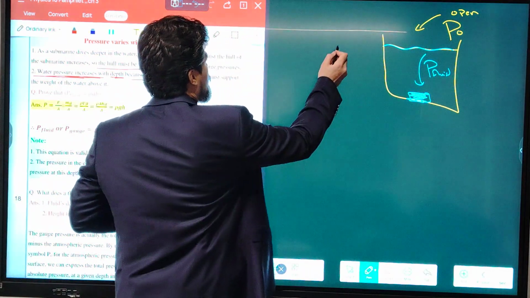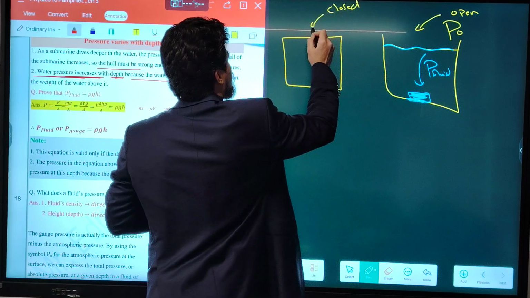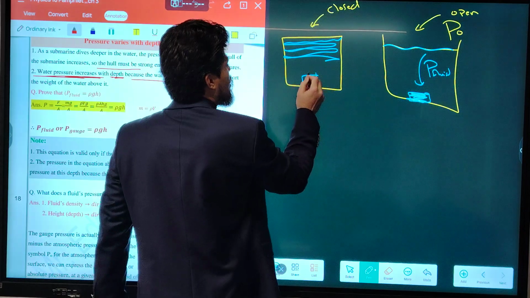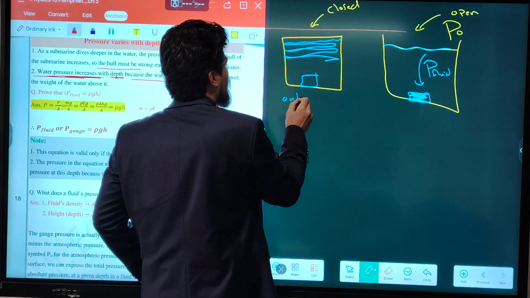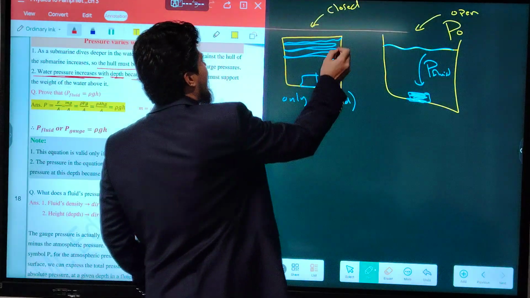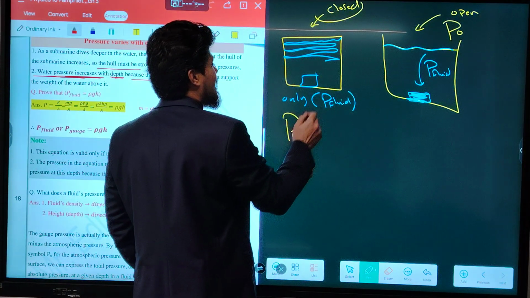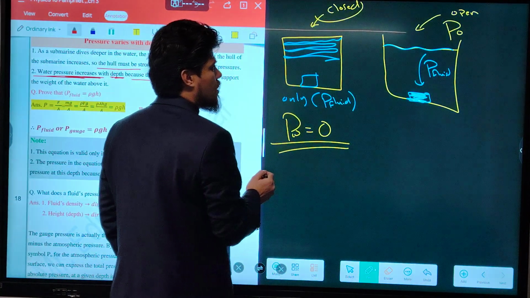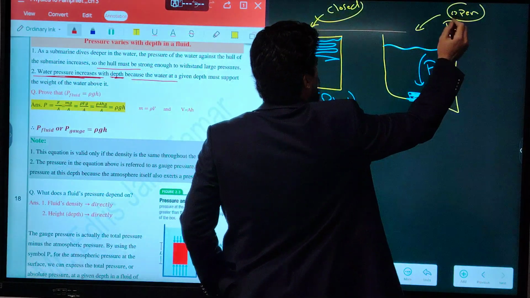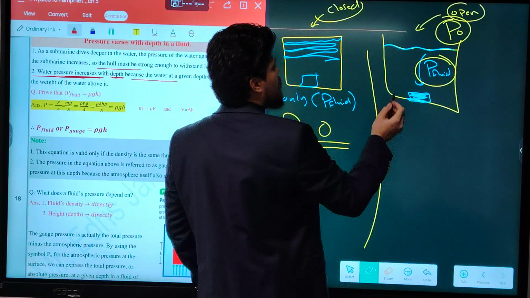But for the closed container, if the top is closed, if this container is filled with water, how many pressures are exerted on this object? Only fluid pressure. Only fluid pressure. We don't have atmospheric pressure here. For the closed container, atmospheric pressure at the bottom of the container is what? It is 0. But for the open container, there are two pressures: atmospheric pressure and fluid pressure. When the top is open, we have two pressures.